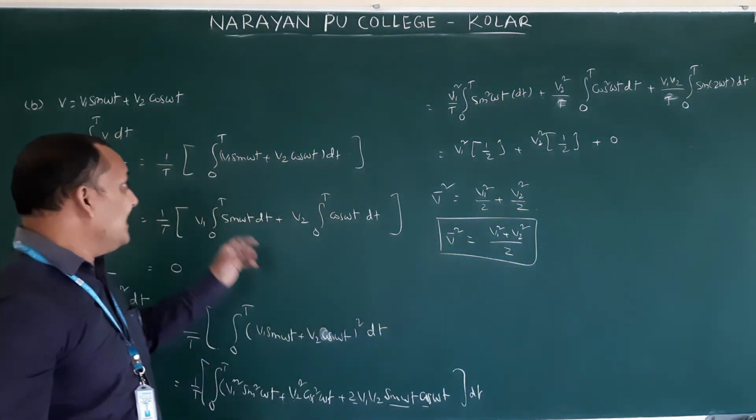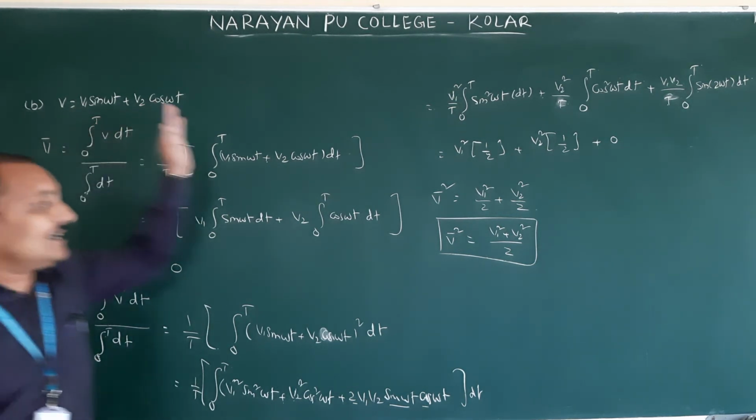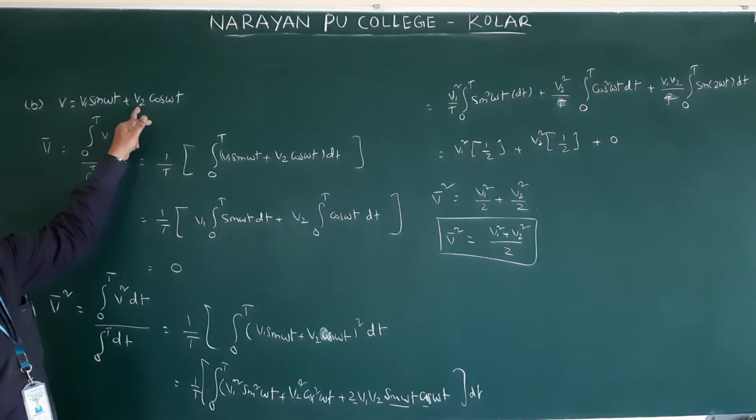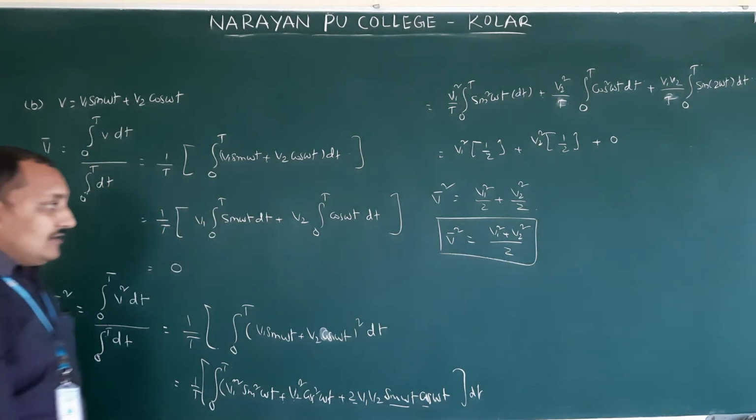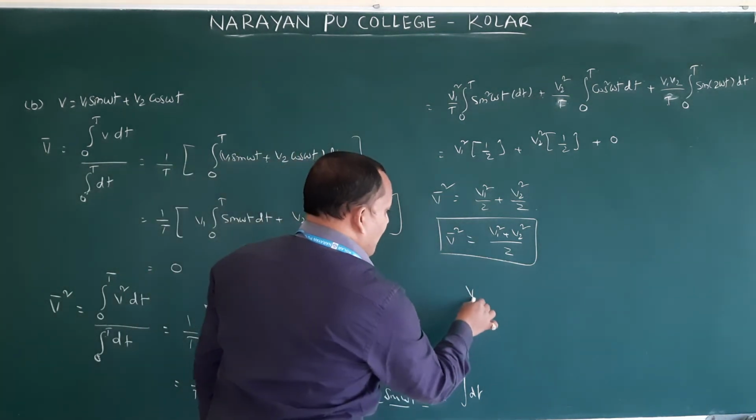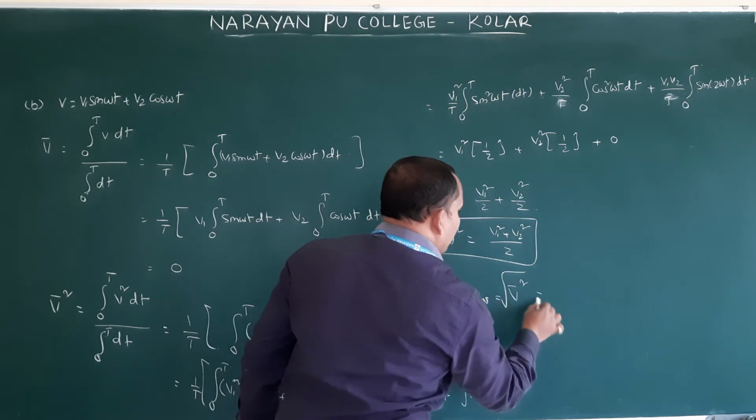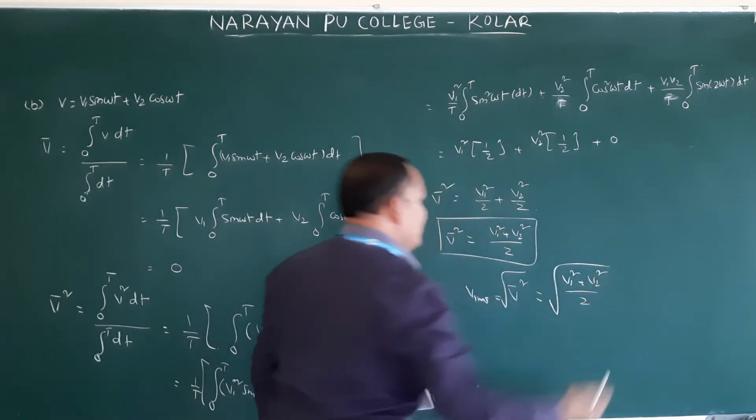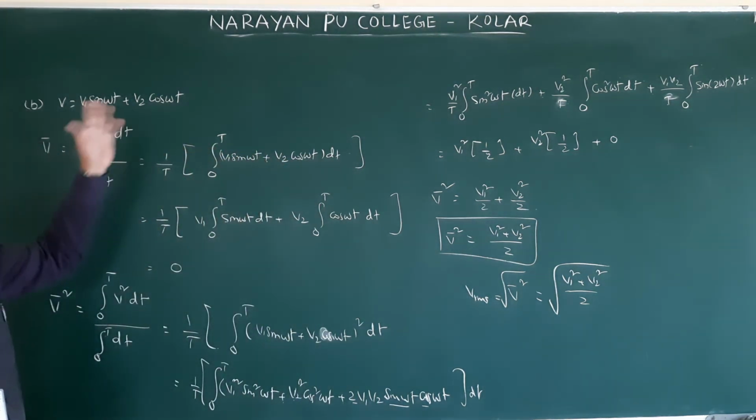This is the formula. Whenever they give it like this, if they ask for the mean square value, you can directly find it: v1 square plus v2 square divided by 2. Next, root mean square value. V RMS means root of v1 square plus v2 square by 2. Understood? So this is according to this model.